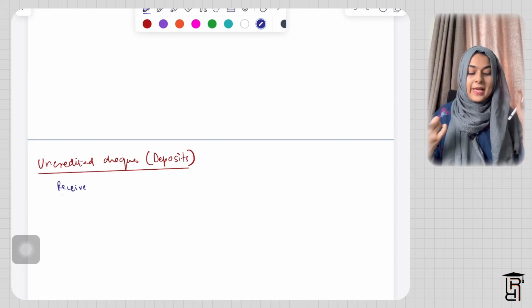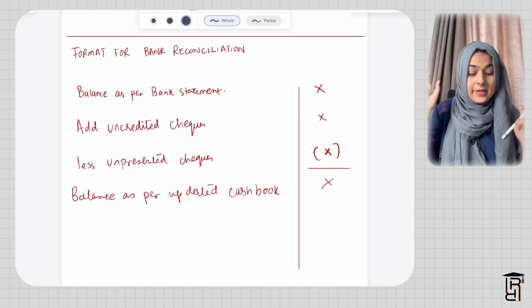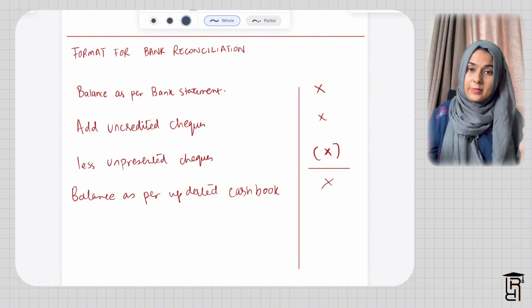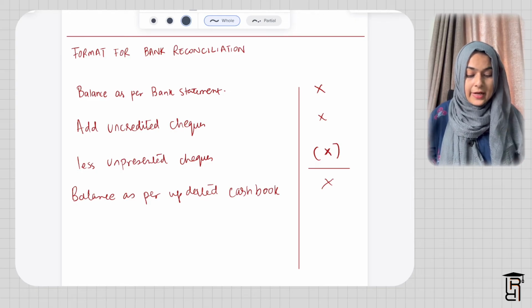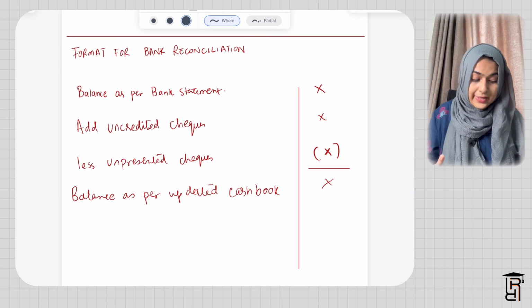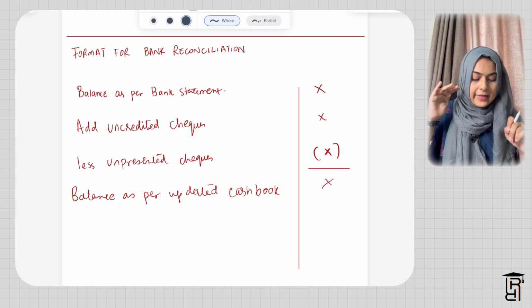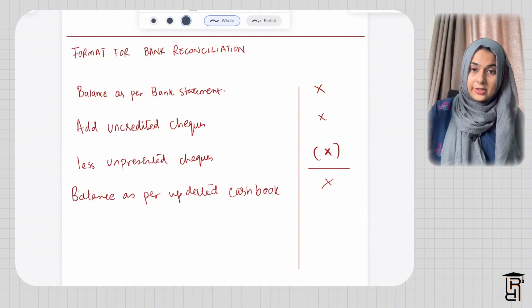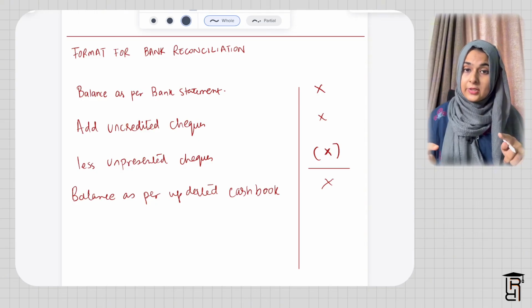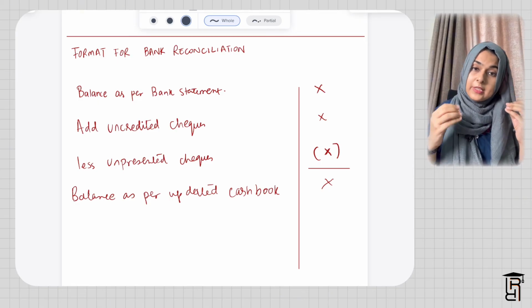So we will start with balance as per bank statement. What is our balance in the bank statement? We'll take that, and then we'll add uncredited checks, because uncredited checks are going to increase the bank statement balance. And we'll then subtract unpresented checks, because unpresented checks are payments, and they are going to decrease our bank balance. And then what we'll get is balance as per updated cash book. The balance we took out in the updated cash book should match in the end. And if they don't match, then that means we haven't done the bank reconciliation correctly.